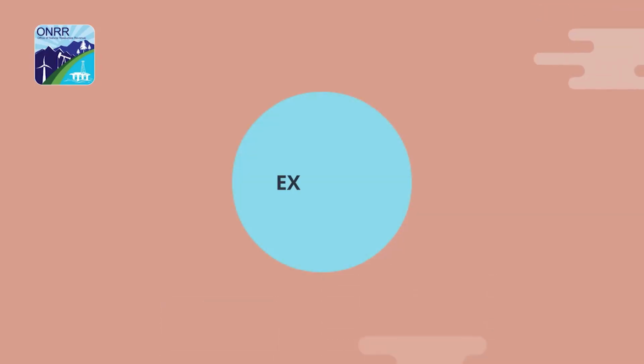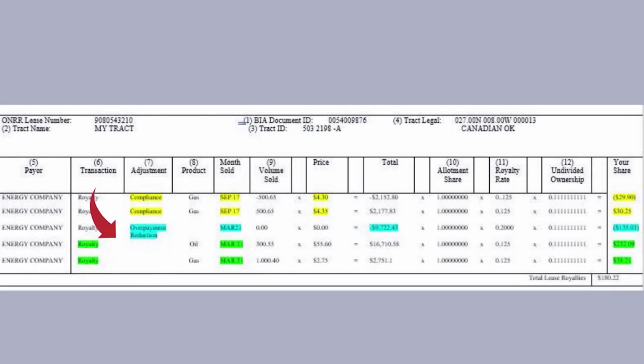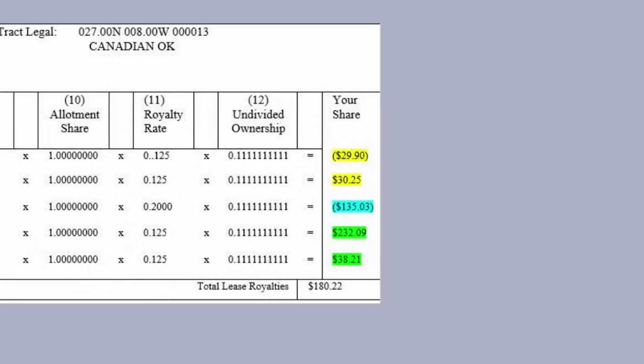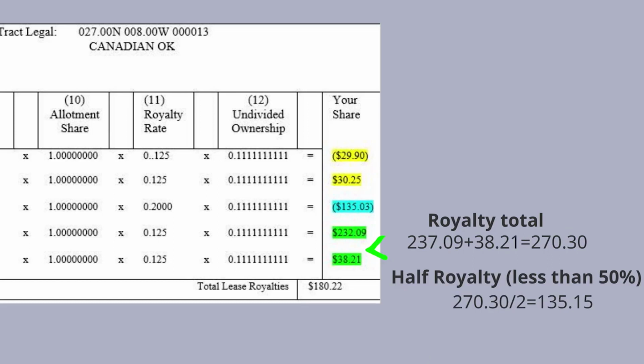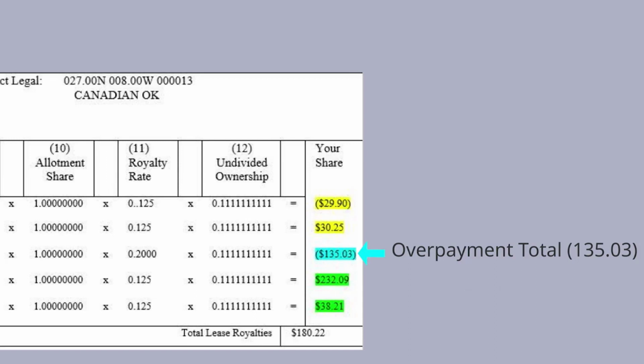270.65. The company also reported an overpayment reduction for March 2021, the current month of oil and gas royalties. The combined March 2021 oil and gas royalties are $270.30. Divided in half equals $135.15. Remember, the company should recoup no more than half the current month's royalties. The overpayment reduction amount reported is $135.03, about half of the current month's royalties.